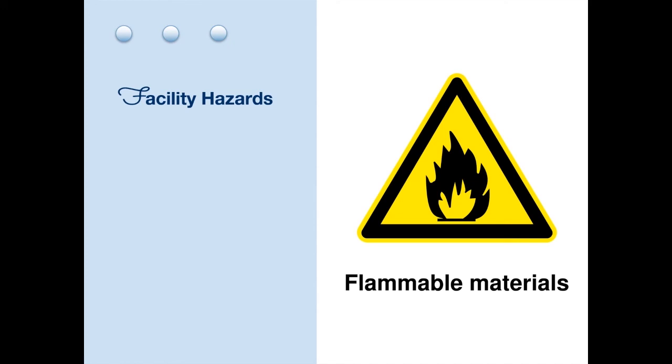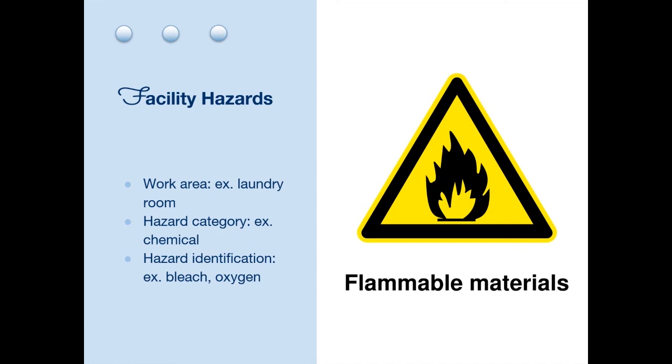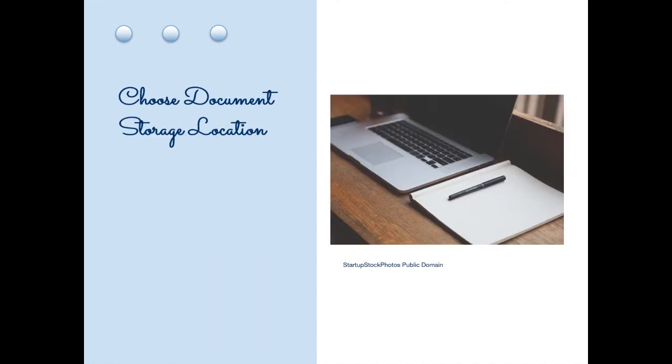Hazard details include work area, example, laundry room. Hazard category, example, chemical. And hazard identification, example, bleach, or oxygen. Choose your document storage locations. This should include at the facility, locally off-site, and also remote accessible, such as in the cloud.